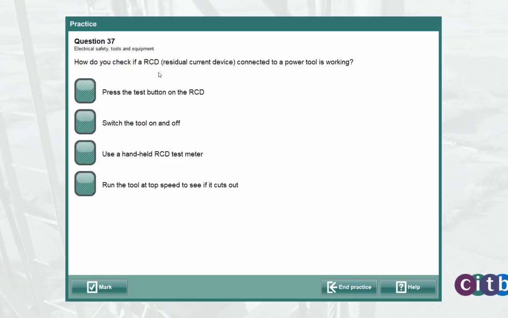How do you check if an RCD, residual current device, connected to a power tool is working? Press the test button on the RCD. Switch the tool on and off. Use a handheld RCD test meter. Run the tool at top speed to see if it cuts out. Press the test.